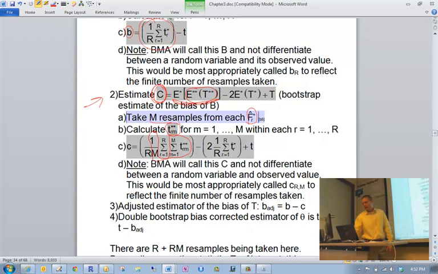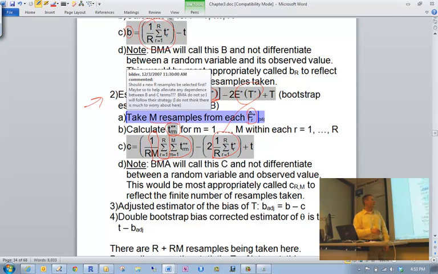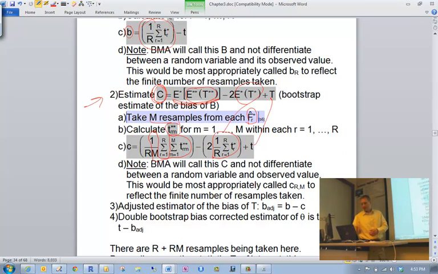We take then -2 times, as you would expect for expected value star T star, the average of the T stars, and then plus T. Is everyone clear on how to get this C? Any questions?